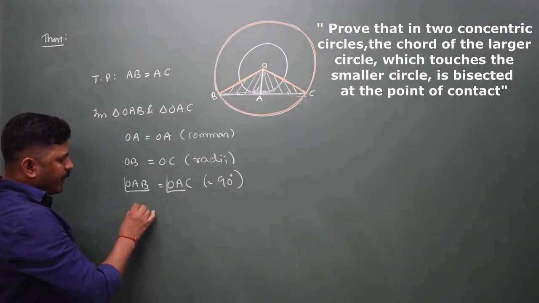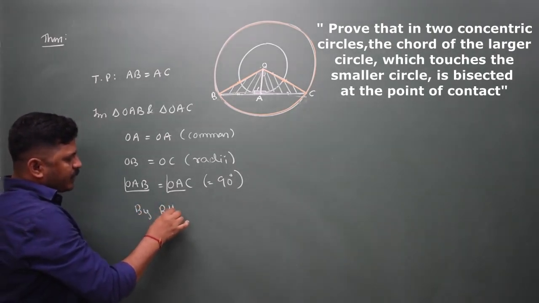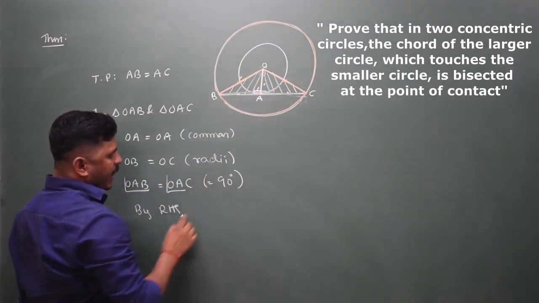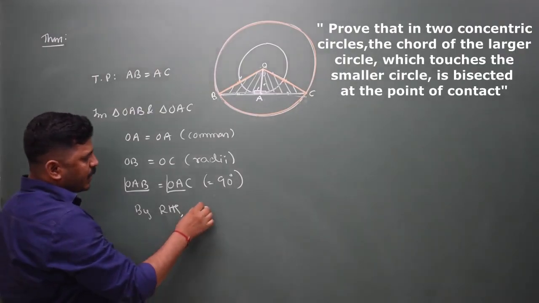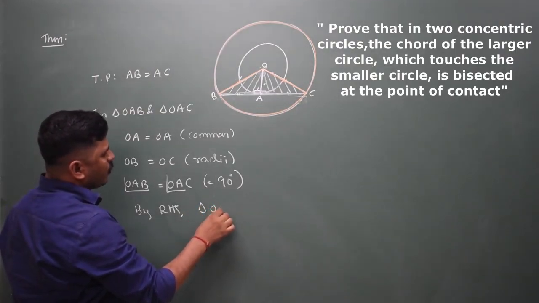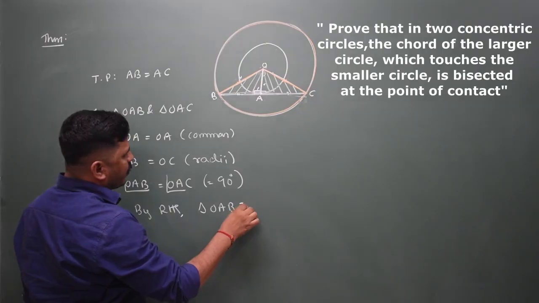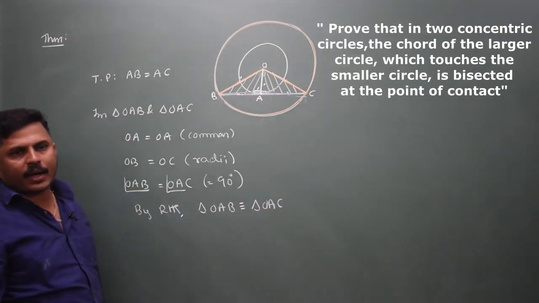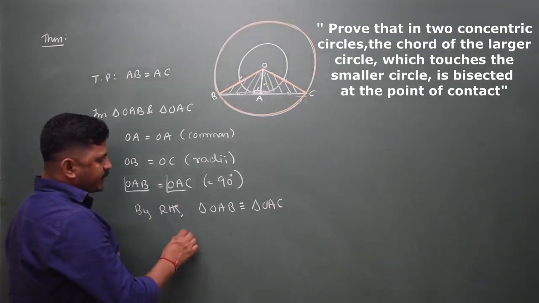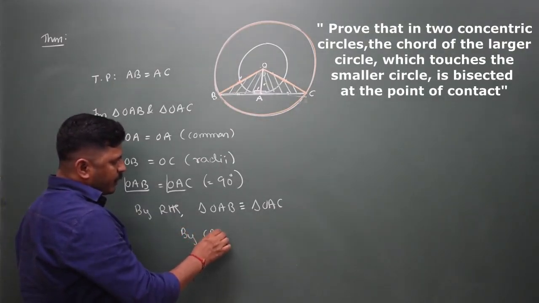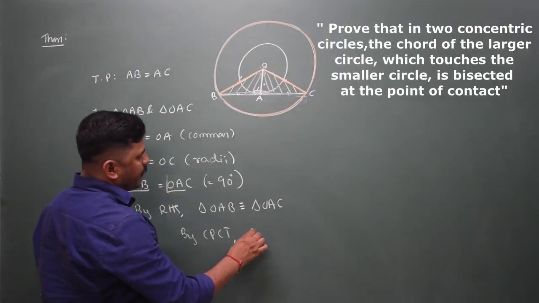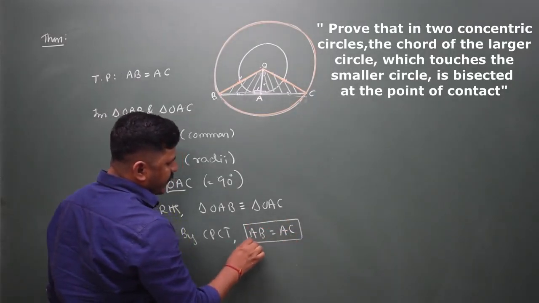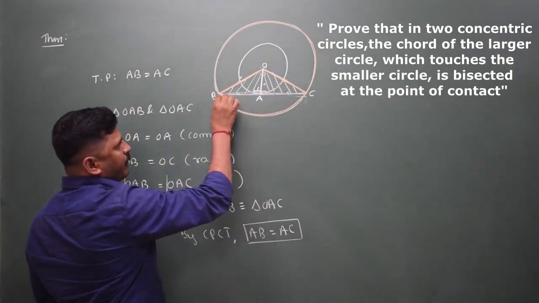Again the same by RHS. Is it by RHS? In a right angle triangle, the hypotenuse and one side are equal. By RHS, triangle OAB is congruent to triangle OAC. If the triangles are congruent, then by CPCT, AB equals AC. Is it what they ask you to prove? Prove AB equal to AC.